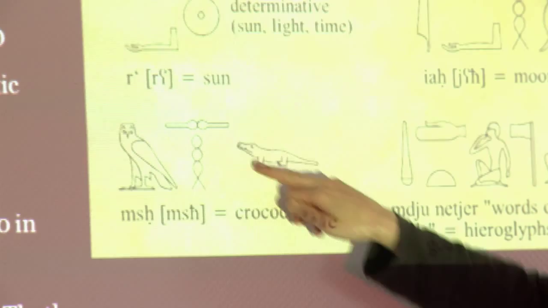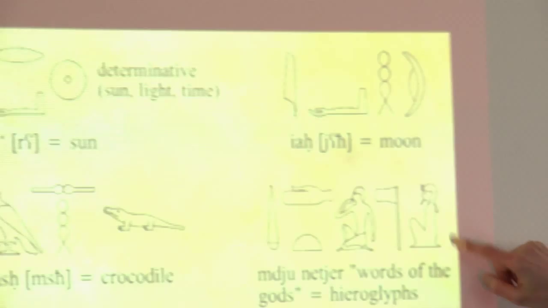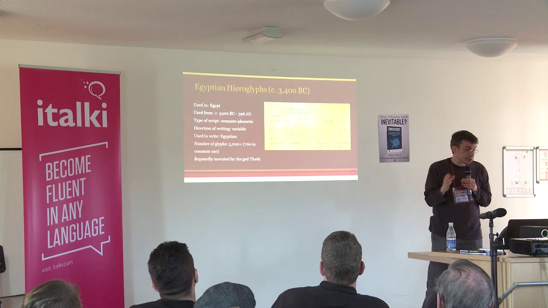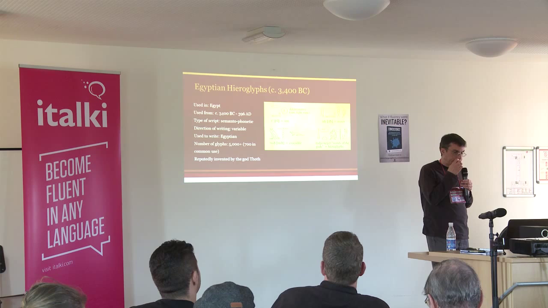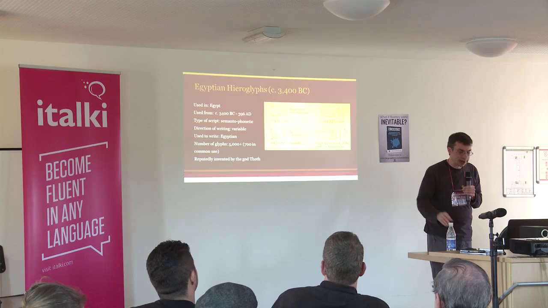And then this one, these represent the phonetics, and this the sun, and so on. And this is what the script was actually called, the words of the gods, because they believed that the god Thoth actually invented this and gave it to the people of Egypt. So this was used until 396 AD in Egypt, and then people forgot about it. And it was deciphered in the 19th century by various people. I won't go into that, I haven't got time. But you can read all about it in various places.